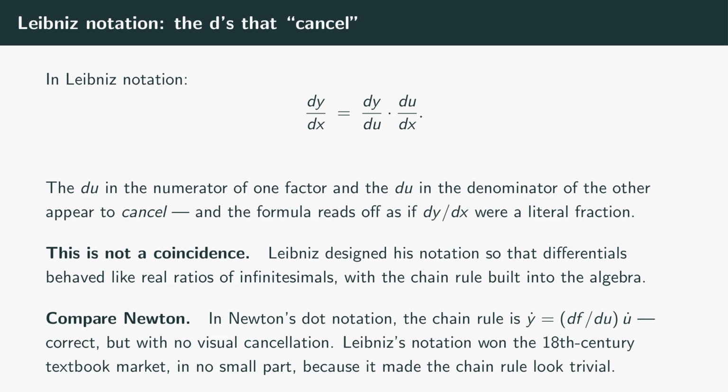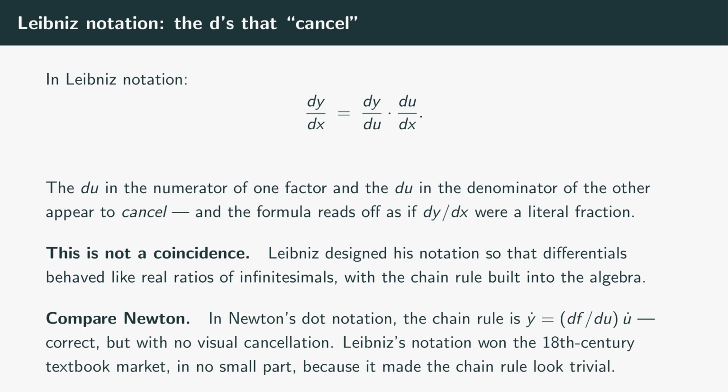This visual cancellation is not an accident. Leibniz designed his notation specifically so that the rules of calculus would look like rules of ordinary algebra applied to infinitesimal ratios. The chain rule was, for him, the most striking payoff of that design. Compare Newton's notation, which used a dot over a variable to mean a time derivative. In dot notation, the chain rule reads y dot equals the derivative of f with respect to u, times u dot, still correct, but with no visual cancellation, no algebraic mnemonic.